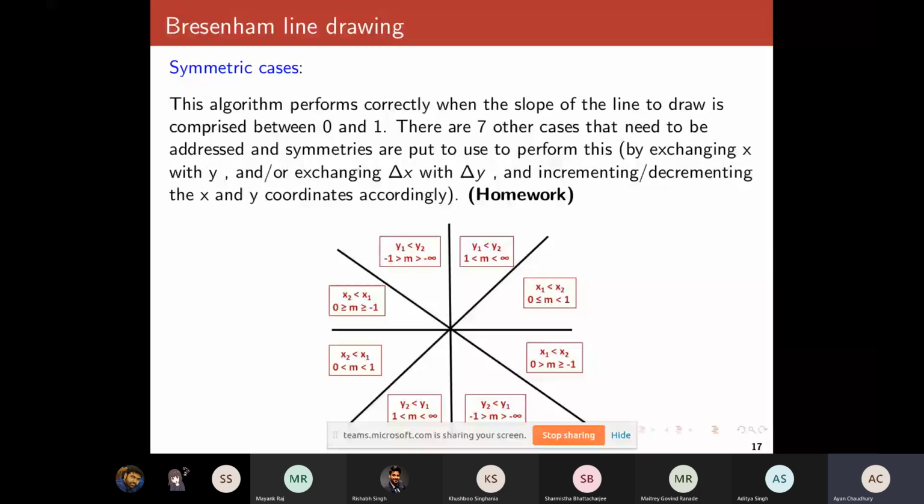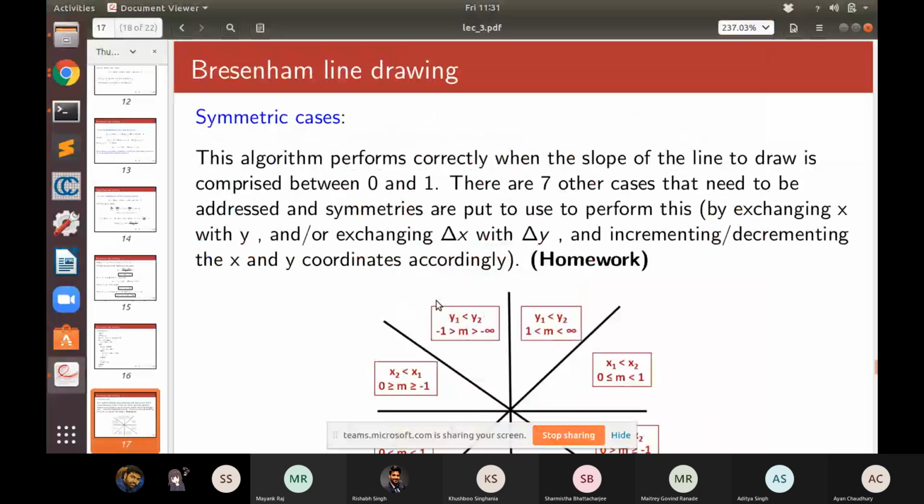So make sure that you practice this, because in your next assignment, the first assignment, I will try to give something interesting with the Bresenham line drawing algorithm, and it will be nice if you understand it correctly. Okay. So, any question on Bresenham's line drawing algorithm? No. No?